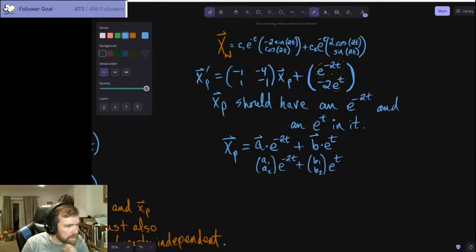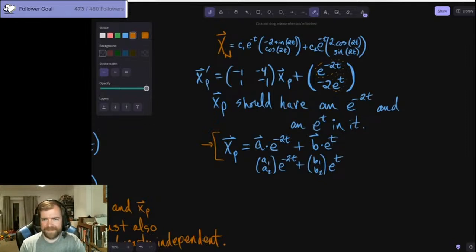And if we're going to assume that this is our particular solution here, then what's the next step? We need to find out what the A1, A2, B1, B2 are. All right, how do we do it?